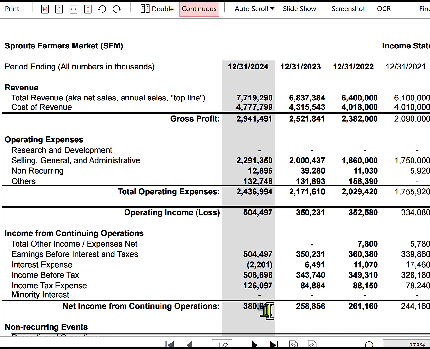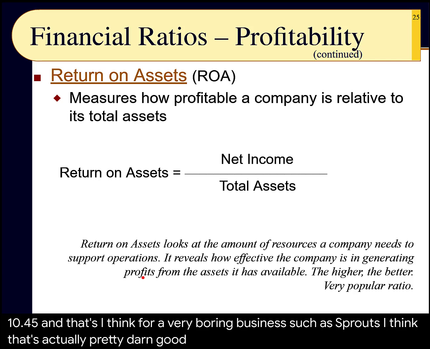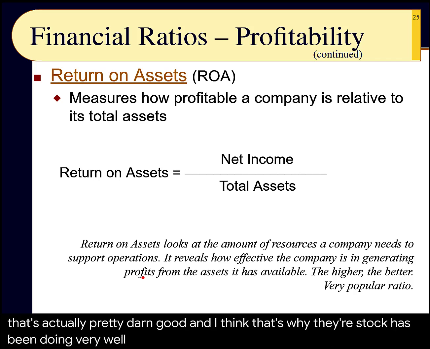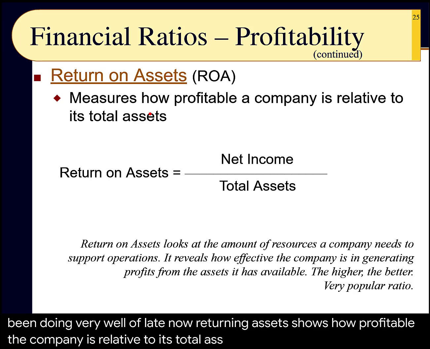380,601. So what I get as a total return on assets is 10.45. And for a very boring business such as Sprouts, I think that's actually pretty darn good. And I think that's why their stock has been doing very well of late. Now, return on assets shows how profitable the company is relative to its total assets.